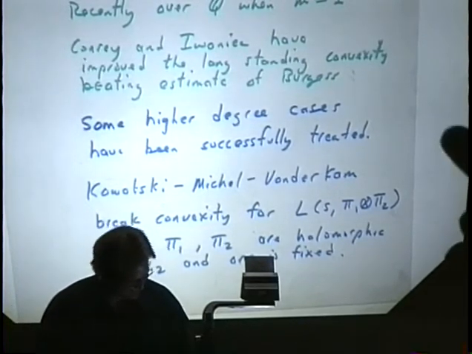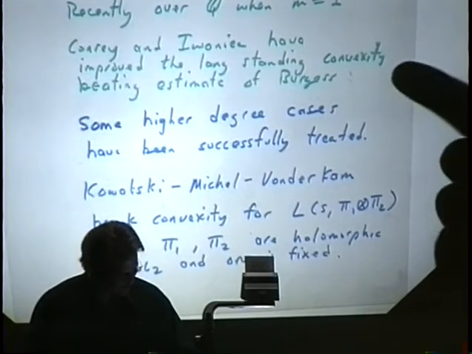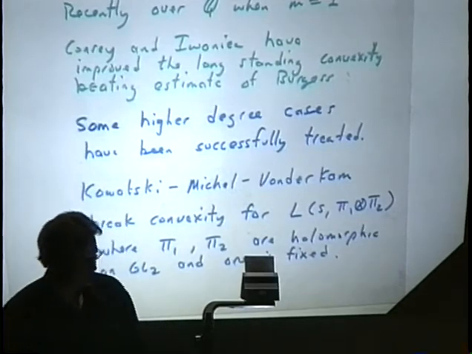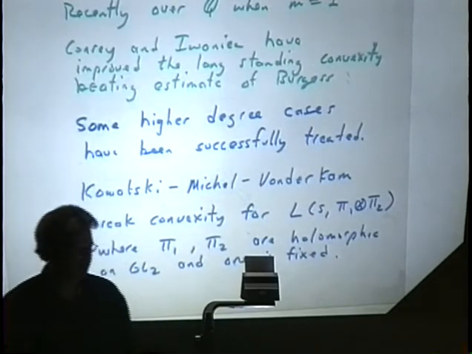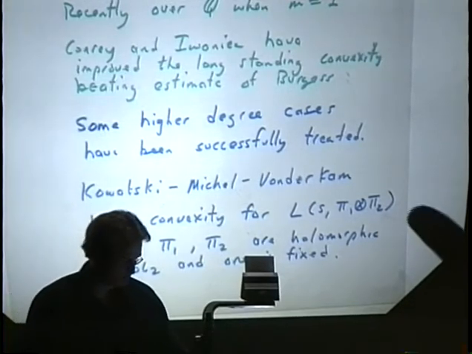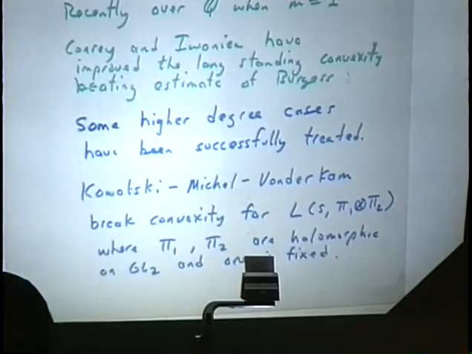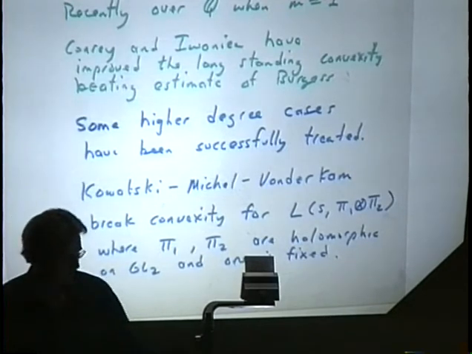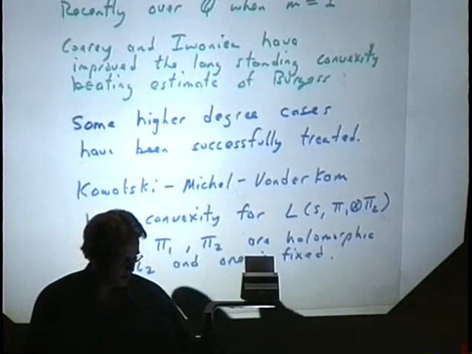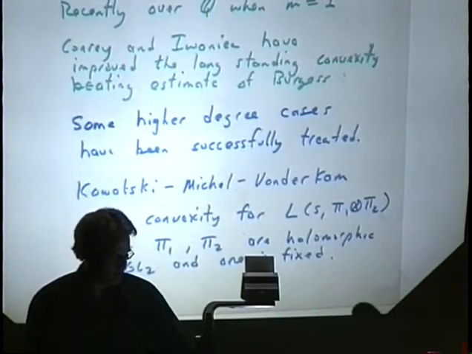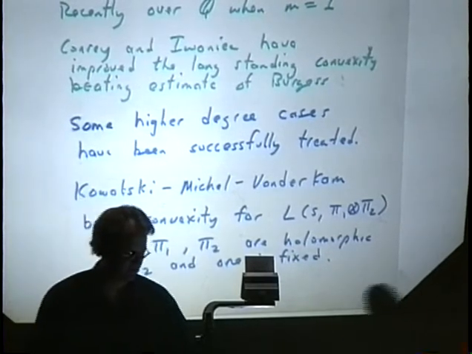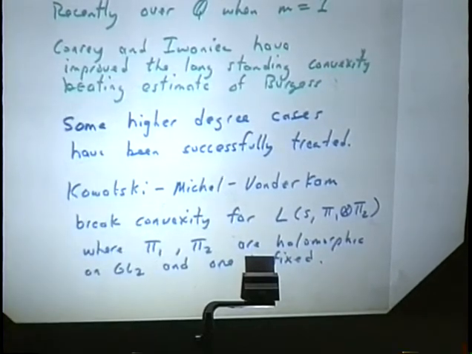So what does that mean? But it's quite a nice argument. And there are some higher degree cases that have been successfully treated. Kowalski, Michel, and Vanderkam have succeeded in doing this for a Rankin-Selberg inner product, which, by the way, is what the uniform distribution of mass comes down to, but where pi 1 and pi 2 are holomorphic, and one is fixed. If you fix one of them, it turns out to be still doable by current technology.